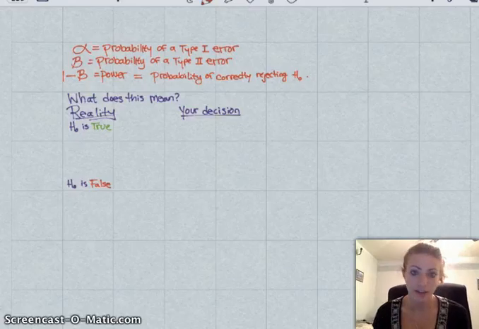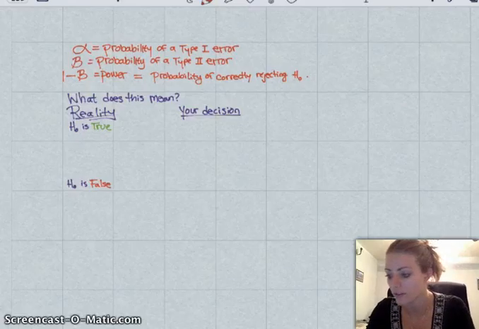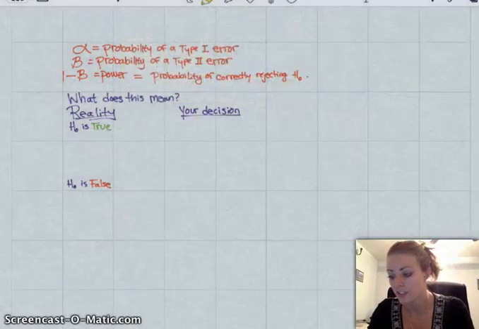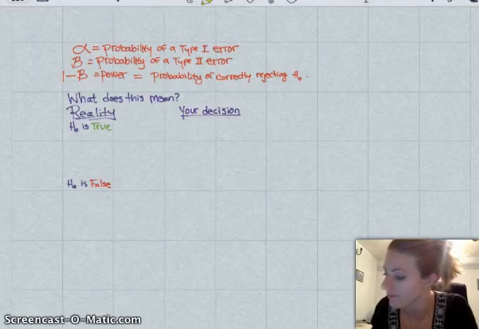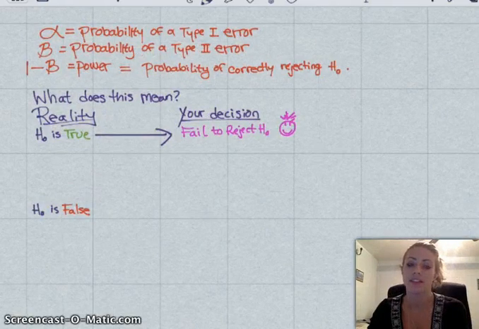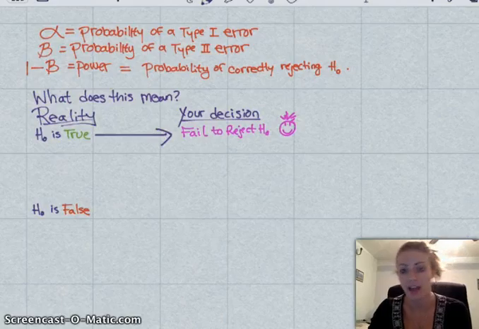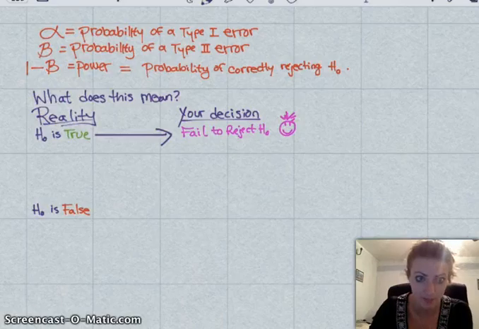So if the null hypothesis is true and we fail to reject the null hypothesis, then we're happy because we made the right decision. The second possibility is that the null hypothesis is true, but we actually reject it. That is an error. That is bad.